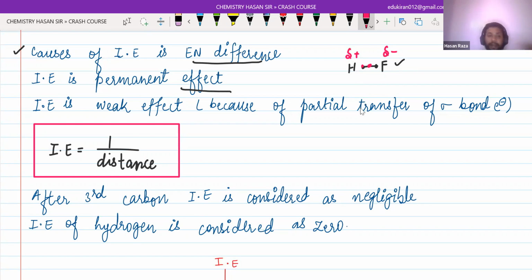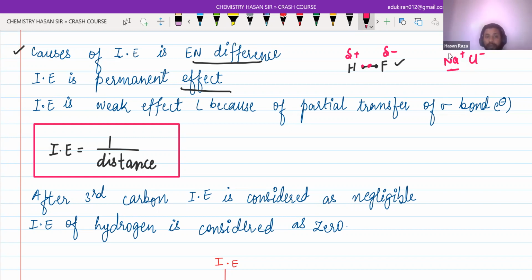You have seen in ionic compounds that complete transfer of electron takes place. That's why their charges are discrete, or it has been shown like Na plus Cl minus. That means sodium totally loses one electron.